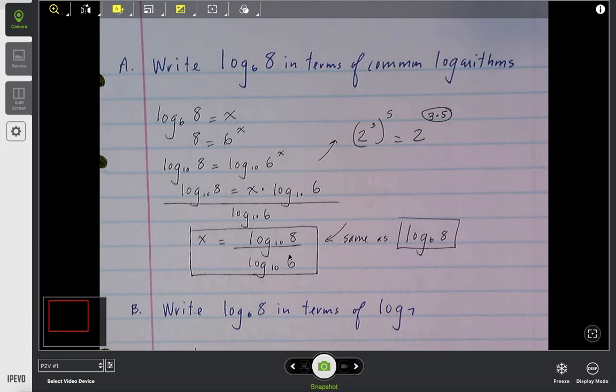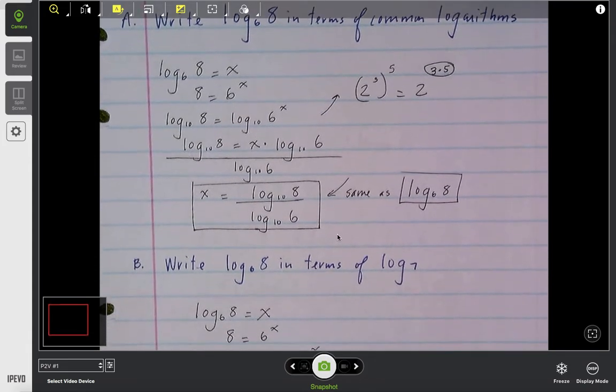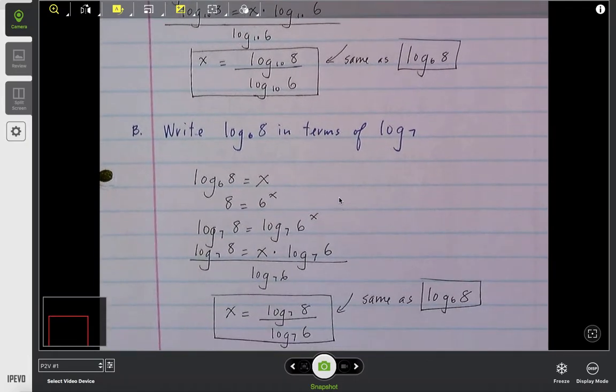This is the same thing as log base 6 of 8. I mentioned this in the previous video, but I don't think I did a problem like it. What if I had the same exact question, but instead of being asked to write it in terms of the common log, I was asked to write it in terms of log base 7? So can I convert log base 6 to log base 7? And the answer is the process is identical.